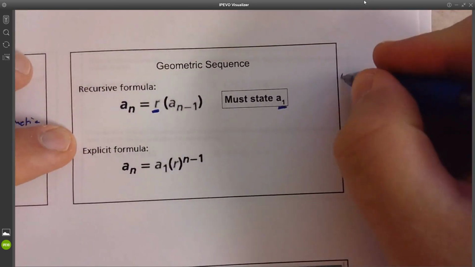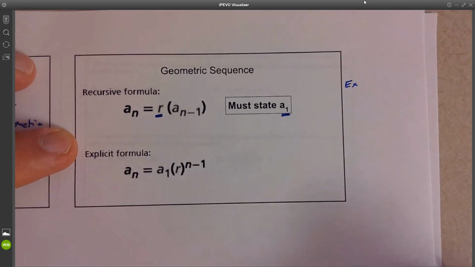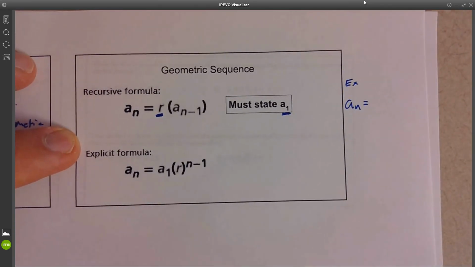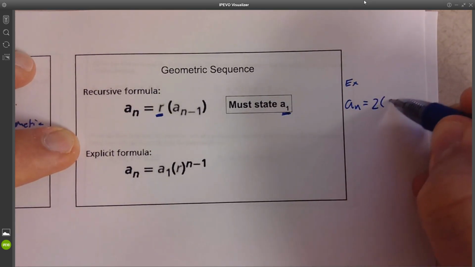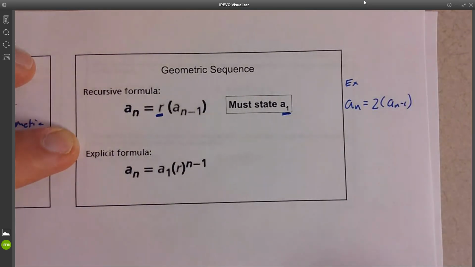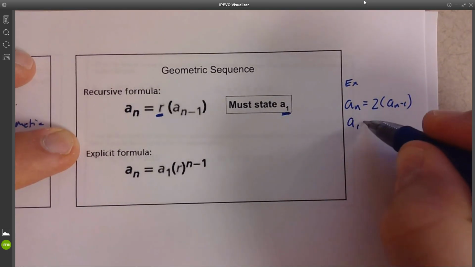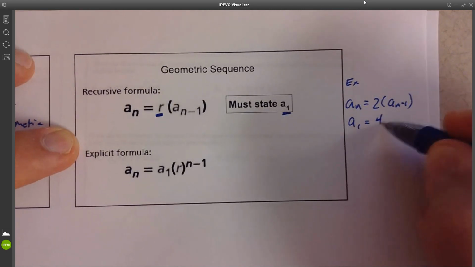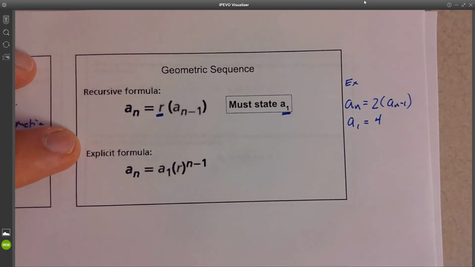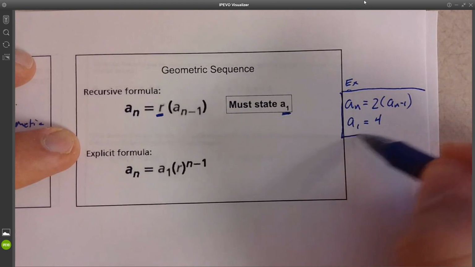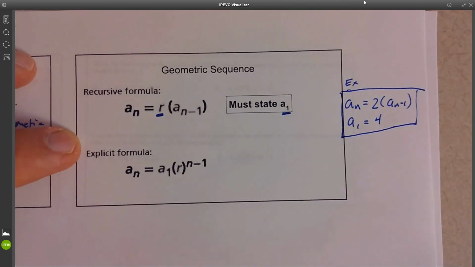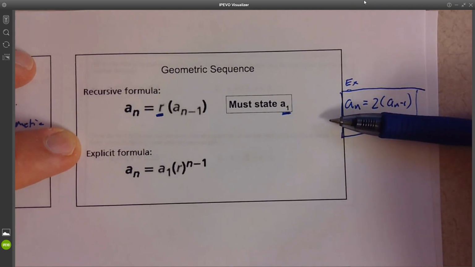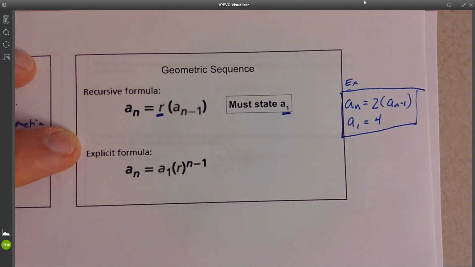So an example of a recursive one is a sub n equals, give me any random number, 2, times a sub n minus 1, and then I'm supposed to state what a sub 1 is. Give me a random number, 4. Okay, so that would be an example of that formula. You have to give me all of those parts. On the test, I think last time a lot of us left off the a sub 1, but you have to give me all of that.